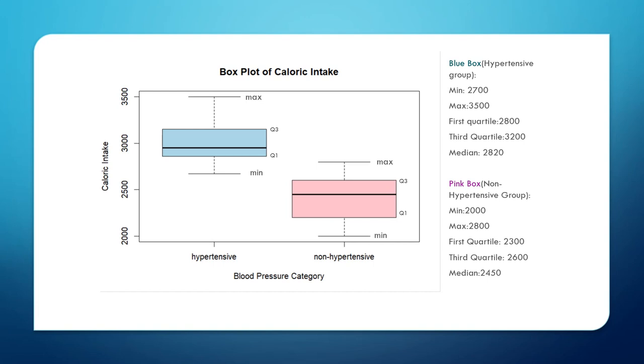Points beyond the whiskers are considered outliers and they can affect the interpretation. There are no outliers in this box plot. Overall, the box plot suggests that while the median caloric intake is higher for hypertensive group, there is also more variability in the caloric intake within that group. The non-hypertensive group, on the other hand, has a narrower range and lower median, indicating less variability in caloric intake.